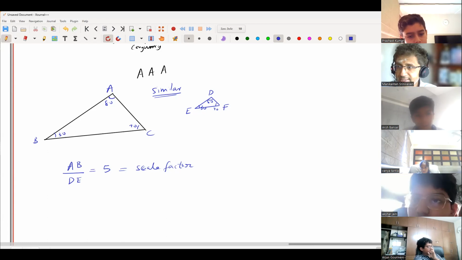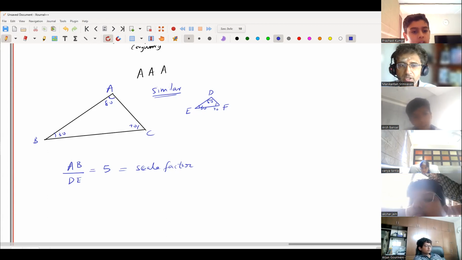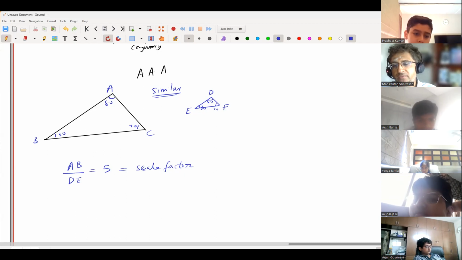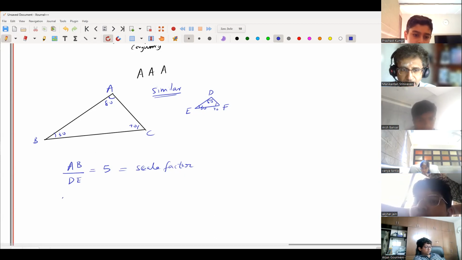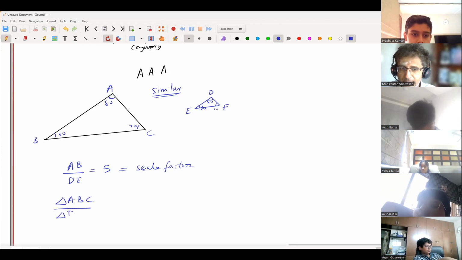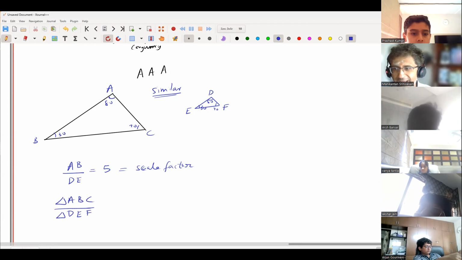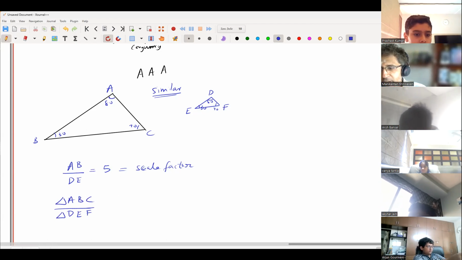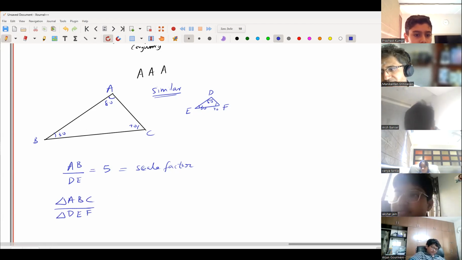Now, the interesting thing is, Prashast, what do you think is the ratio of the areas of the two triangles? Area of triangle ABC. When you put a triangle symbol like this, sometimes it means the triangle itself, sometimes it means the area. Again, depending on the context, you can figure it out. So suppose I ask you, what is the ratio of the two areas? Prashast, what do you think the ratio of the areas would be?